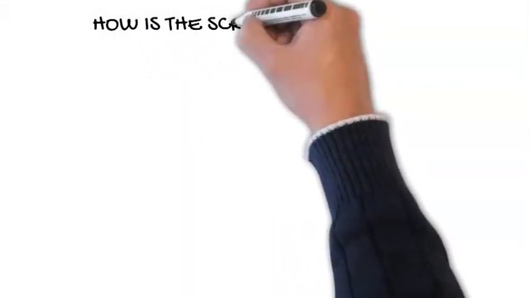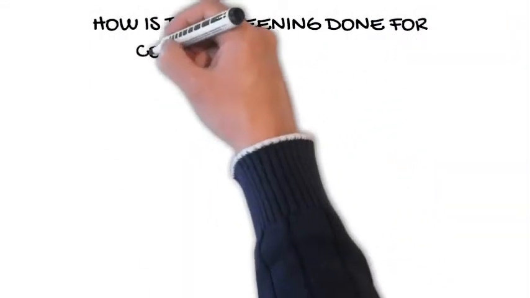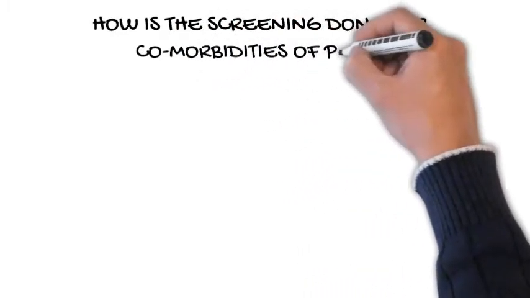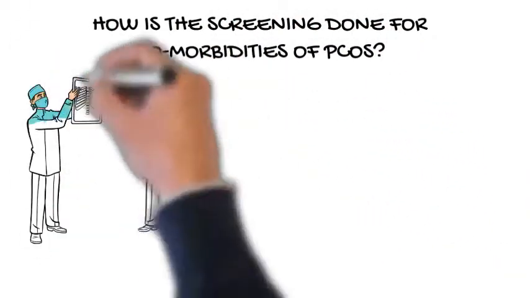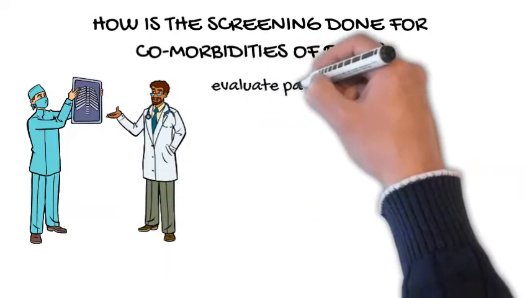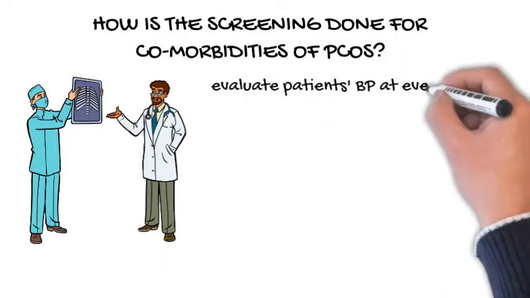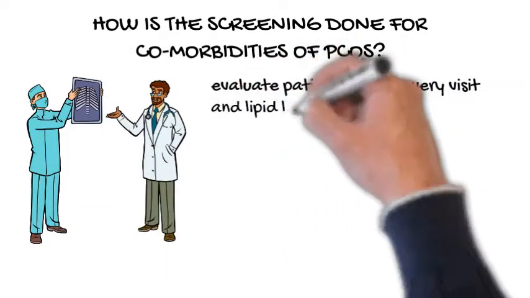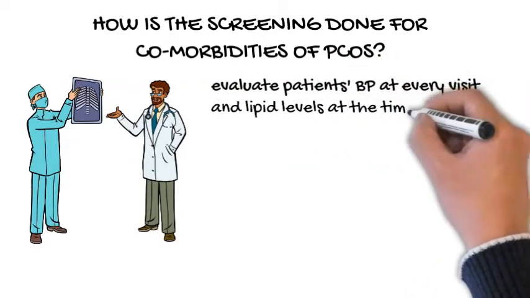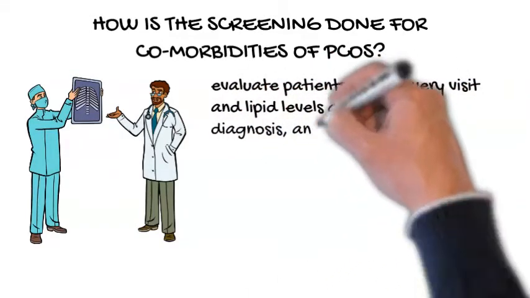How is the screening done for comorbidities of PCOS? Clinicians evaluate patients' blood pressure at every visit and lipid levels at the time of diagnosis, and screen for type 2 diabetes with a 2-hour oral glucose tolerance test regardless of a patient's body mass index.